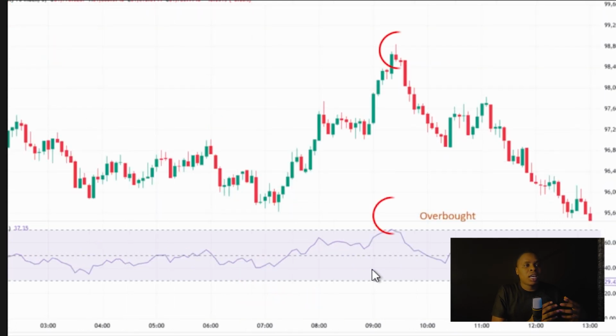On the other hand, if the market goes above 70, it is considered to be overbought, meaning the market is overpriced. At that point, most people would think that the market is just going to reverse to the downside. If you trade this strategy like this, you are probably not going to make money in the market. As I told you at the start of this video, if the market is overbought, it doesn't necessarily mean that the market is going to reverse.